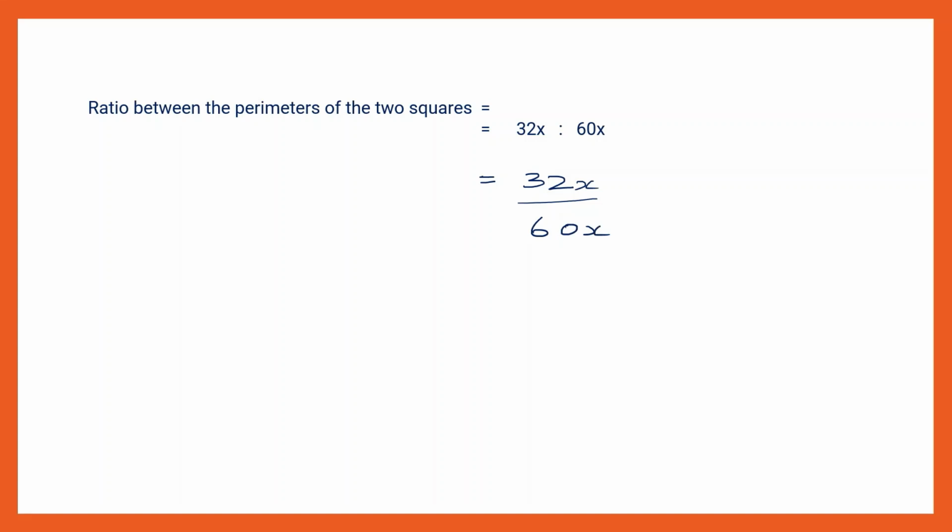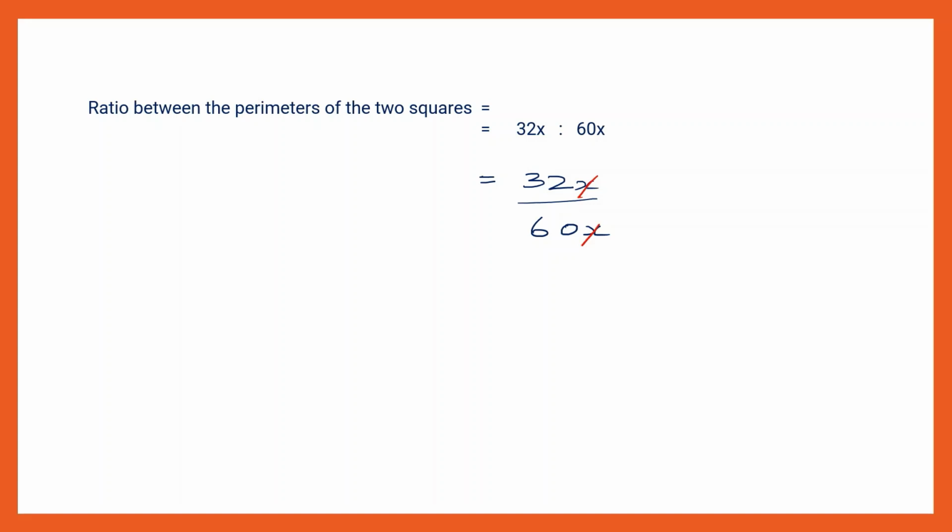And then we cancel whatever we can to reduce it to the lowest term. So I can cancel x and x. Now 32 by 60, I can cancel it using a common factor. The common factor is 2. So there's another common factor, 4. You can do it with 2 or with 4, you will still get the same answer. So let me do it with 2 to make it easier for you.